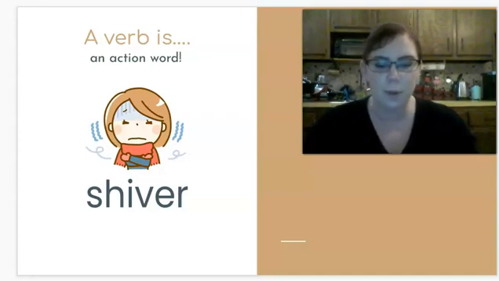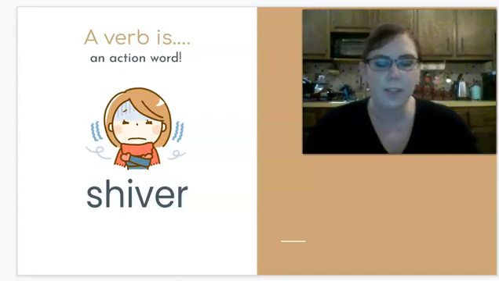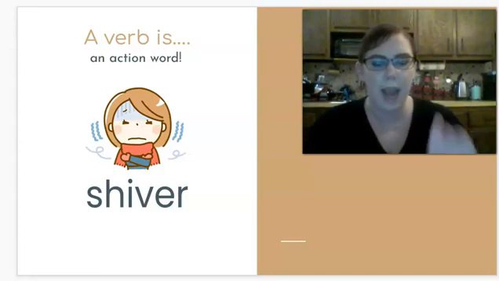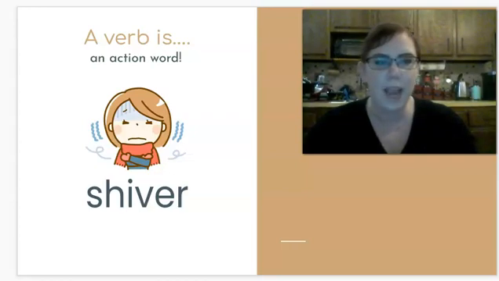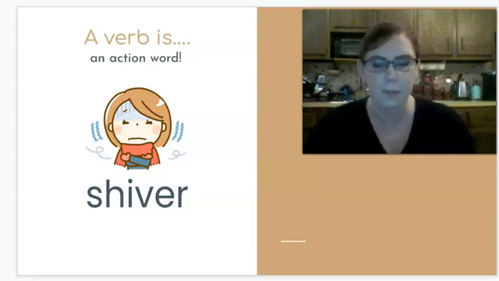So if we want to say shiver, but talk about it as yesterday, we would say, yesterday I shivered. There's a different sound at the end of the verb. Today I shiver. Yesterday I shivered. Everybody say shivered. Good. So verbs can also be used in sentences that tell about something that's going to happen in the future. When we're talking about the future, like tomorrow or next week, we'll add a word. So I would say, today I shiver. Tomorrow I will shiver.